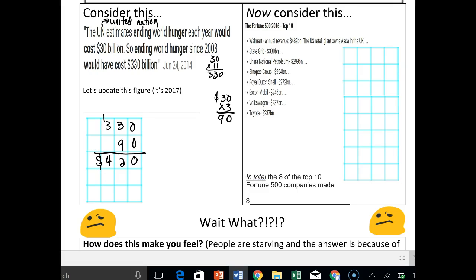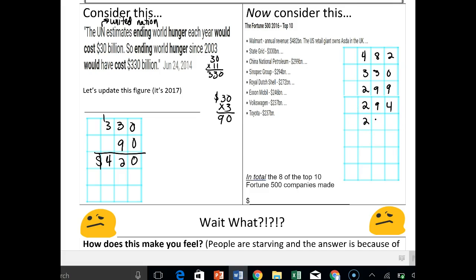It seems like we don't have enough money to afford that. But now consider this. The Fortune 500, that's these big corporations like Walmart and ExxonMobil, which is gas, and Volkswagen, they make cars, Toyota, they make cars. They make billions of dollars every single year. In fact, Walmart, they made $482 billion. They could solve world hunger all by themselves. State Grid, $330 billion. China National Petroleum, $299 billion. And we can go on with just the top 8 out of the top 10 companies in the world.